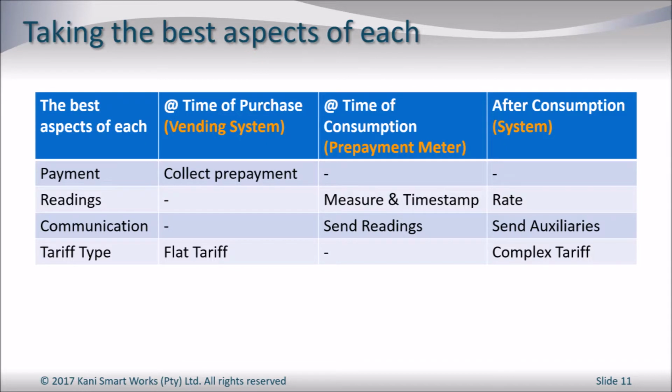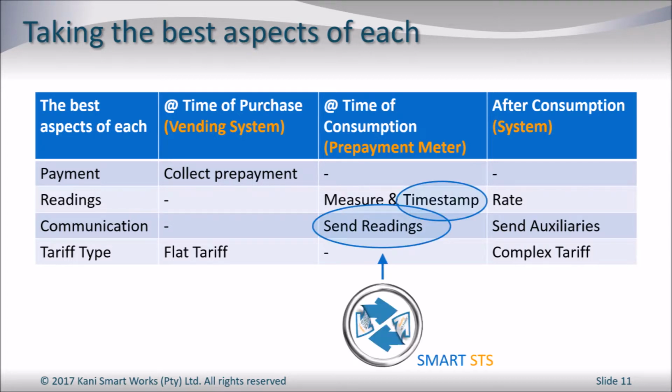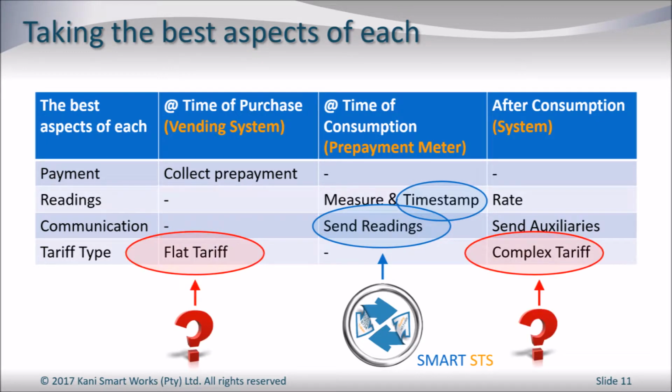In terms of tariffs, well, we know that the vending system can really only appropriately apply a flat tariff, and the only place really where a complex tariff can be applied is after consumption, in the system. There's two problems we need to solve. The first one I've already mentioned is that we need to timestamp and send readings from our traditionally offline meter. A solution has been proposed for this in terms of the Smart STS solution, which can do both of those aspects. The second problem is what to do about the tariffs.